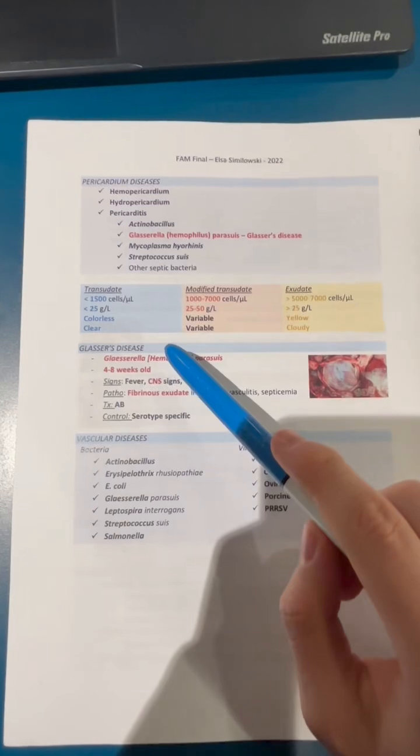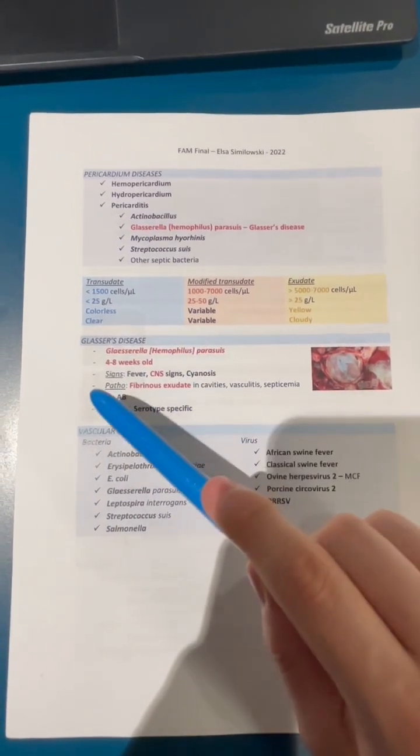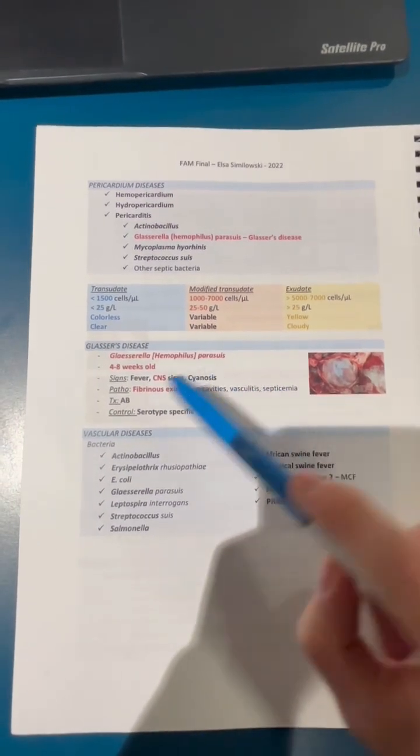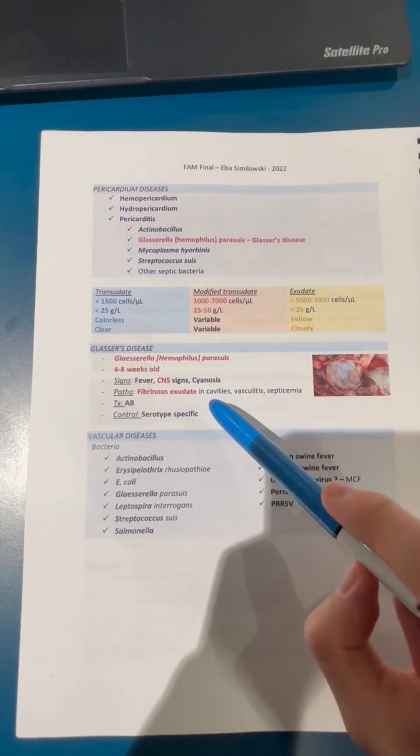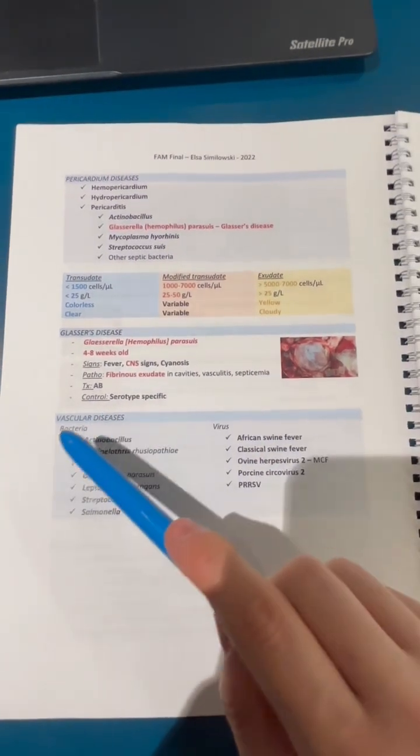In Glässer's disease, caused by Glaesserella parasuis, it occurs when the animals are 4 to 8 weeks old, and the signs are fever, central nervous system signs, and cyanosis. In pathology, we can see fibrous exudate in the cavities, and vasculitis and septicemia, and you treat with antibiotics. Vascular diseases can be bacterial or viral.